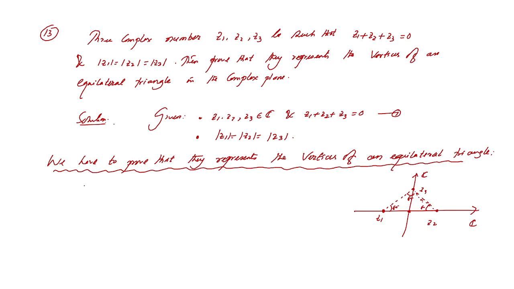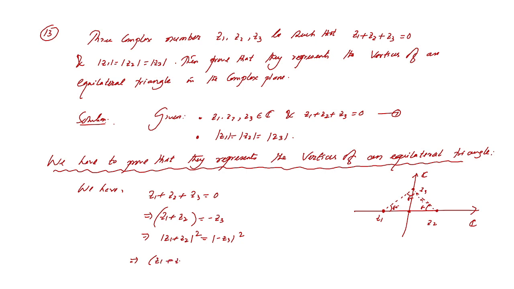So now how will we prove that? First, we have Z1 plus Z2 plus Z3 equals 0. We can write Z1 plus Z2 equals minus Z3. From this you can write mod Z1 plus Z2, take the modulus and square on both sides. In that case it will be Z1 plus Z2 times Z1 plus Z2 bar, which equals mod Z3 whole square.